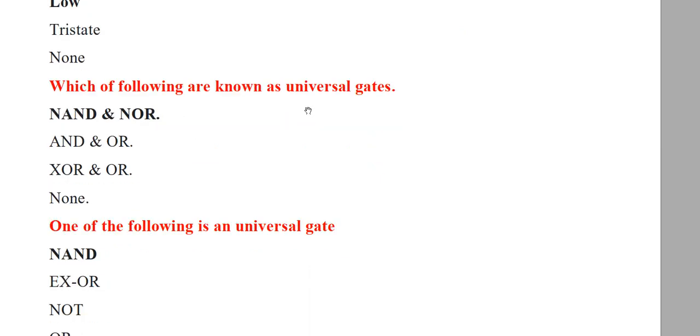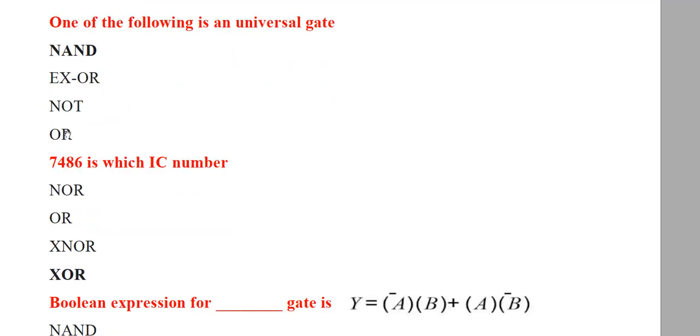Which of the following are known as universal gates? Very simple. NAND and NOR are called universal gates. In the options, you have to mark the universal gate, which is of course NAND or NOR. So NAND, we have to mark the option. Of course, if you find a NOR also in the list, which one do you mark? Whichever appeared first. The option which appeared first is the correct answer.